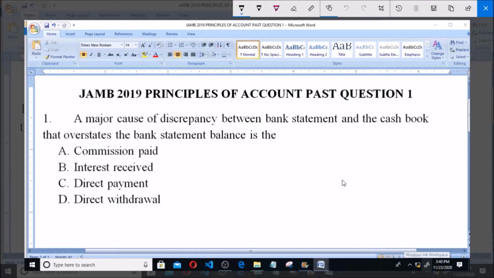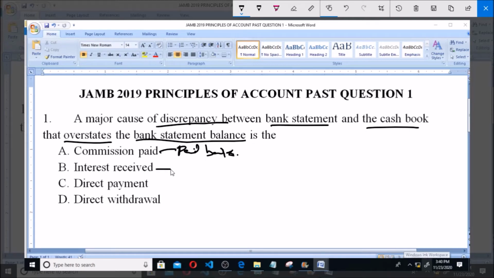2019 Principles of Accounts, past question number 1, says a major cause of discrepancy between the bank statement and the cash book that overstates the bank statement balance is the option A. Commission paid. Commission paid is not paid to the customer. It's the customer that pays the bank. The customer pays the bank.